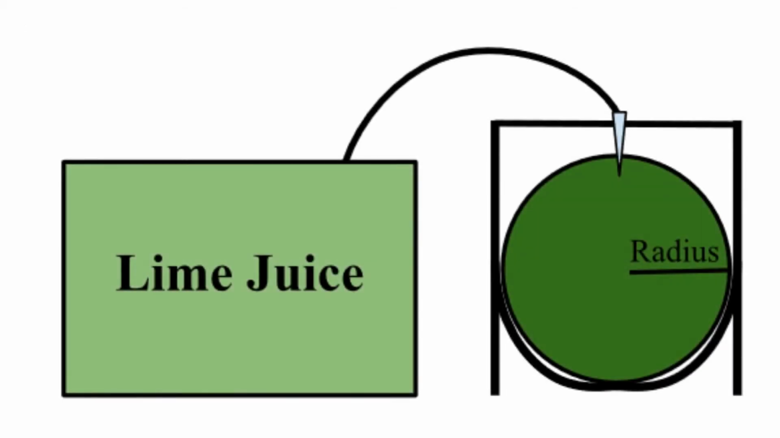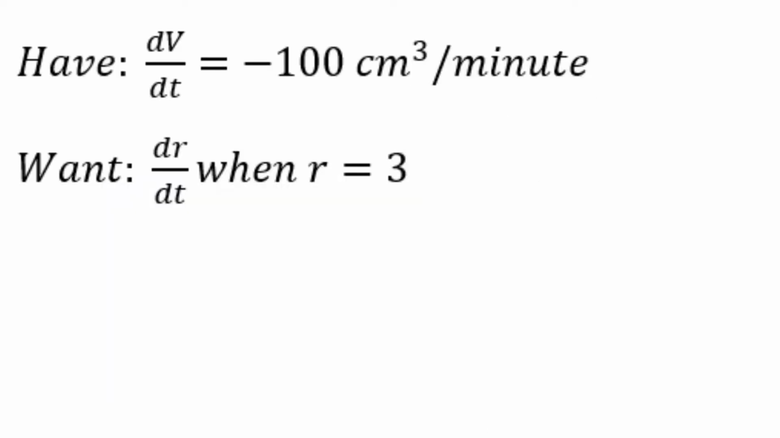So the first step is to draw a picture. And here we could see that if we draw a picture of this machine, we'll have a lime with whatever radius we want, and then the contraption will be extracting the lime juice into the container. So what do we have? We have dV/dt equals negative 100 centimeters cubed per minute. This is the rate at which the volume of the lime will be decreasing.